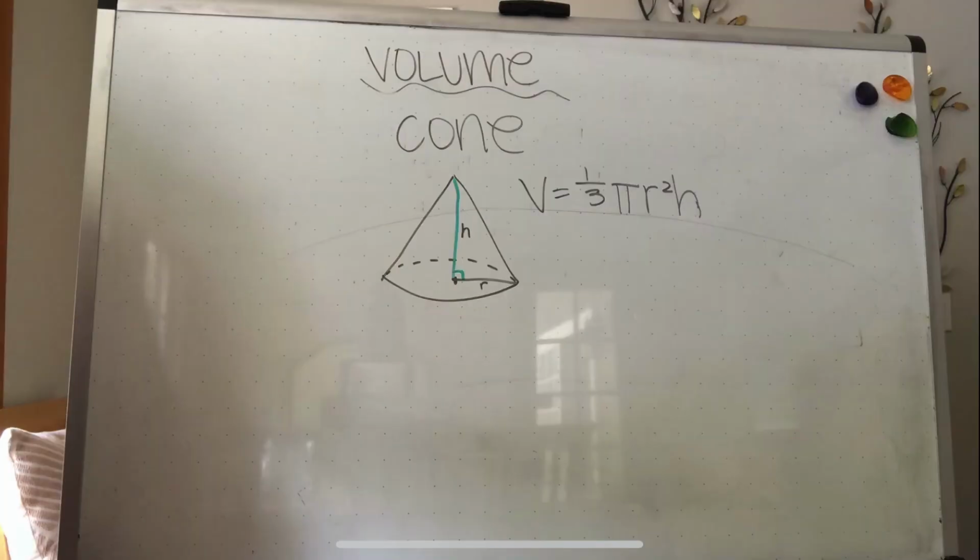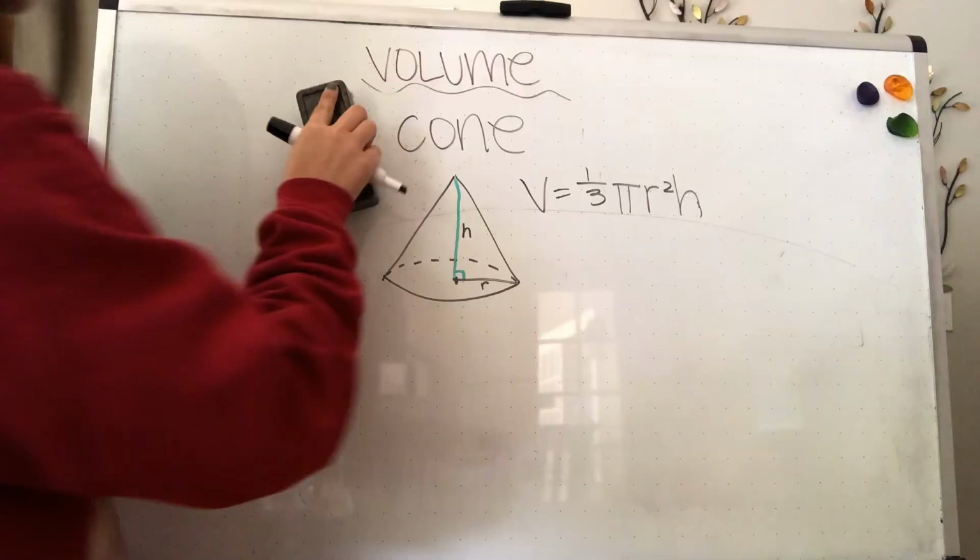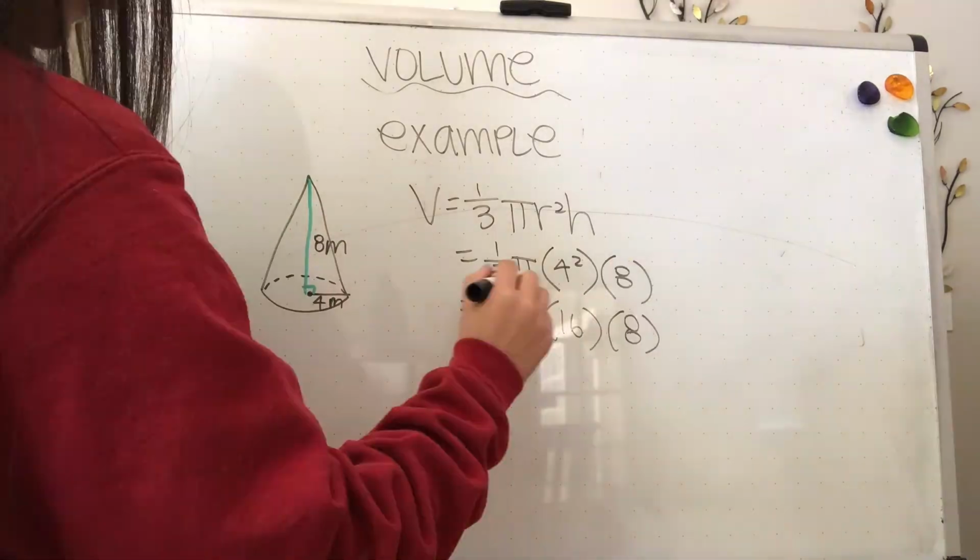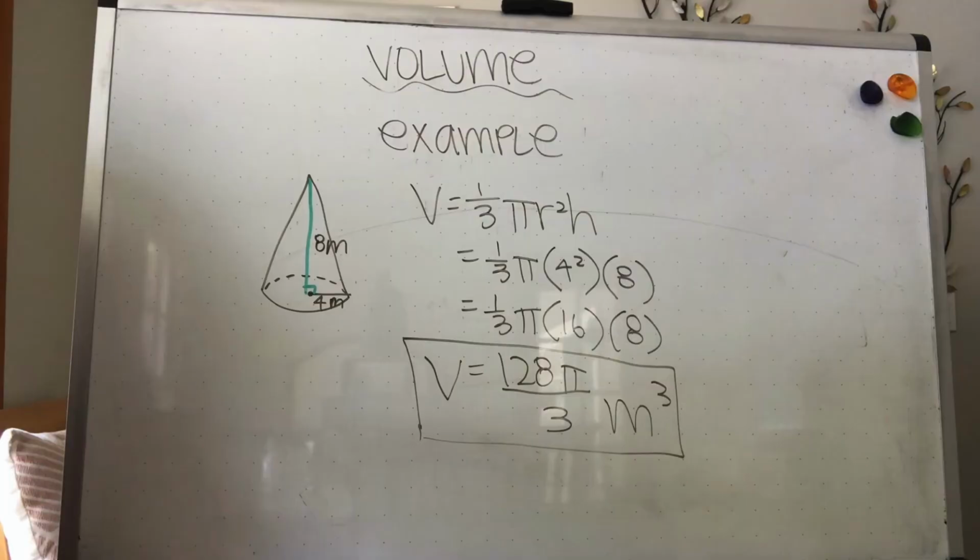Next, we have the volume of a cone. The formula for this is 1/3 pi r squared times height. For this example, the radius is 4 meters and the height is 8 meters. So when you plug everything in, you multiply 1/3 times pi times 4 squared times 8. And you end up with the volume equals 128 pi over 3 meters cubed.